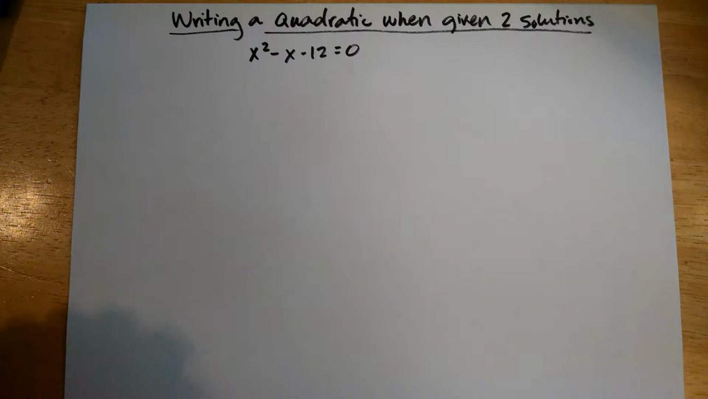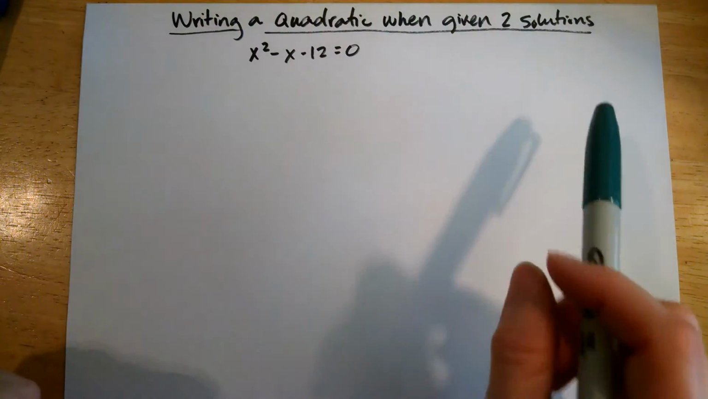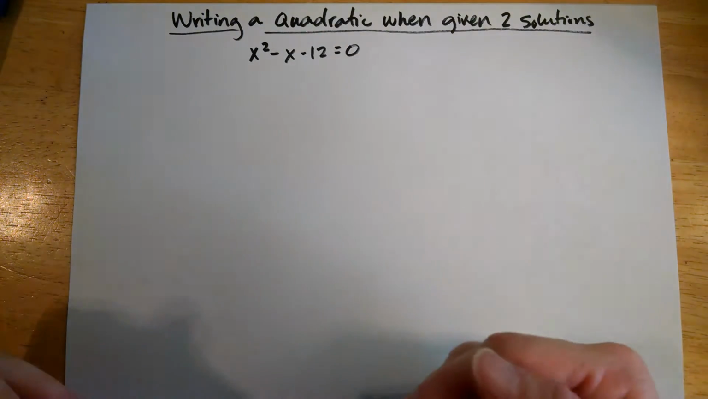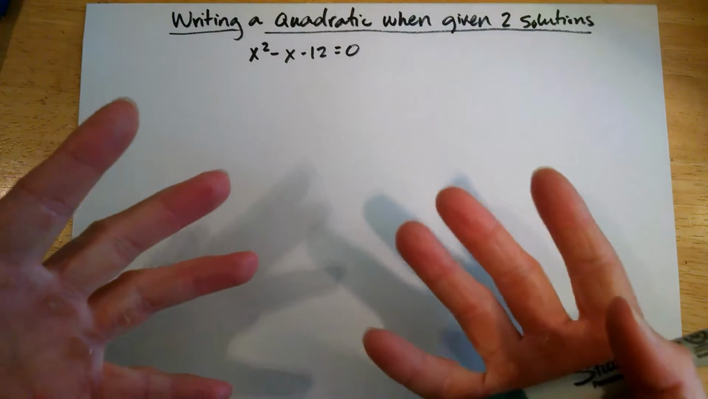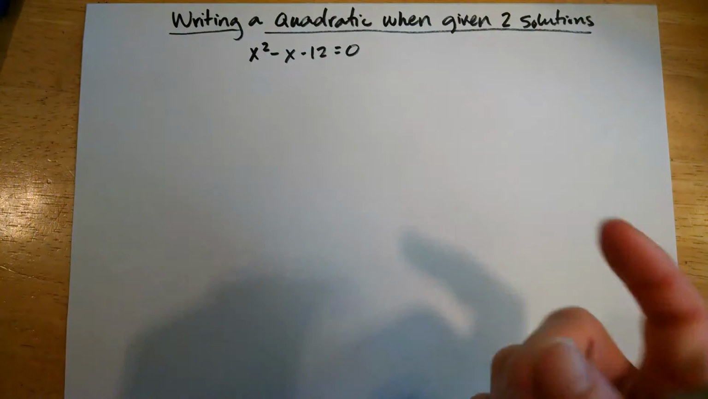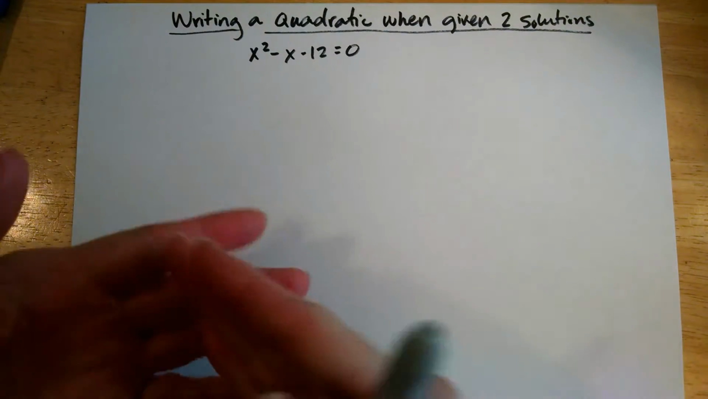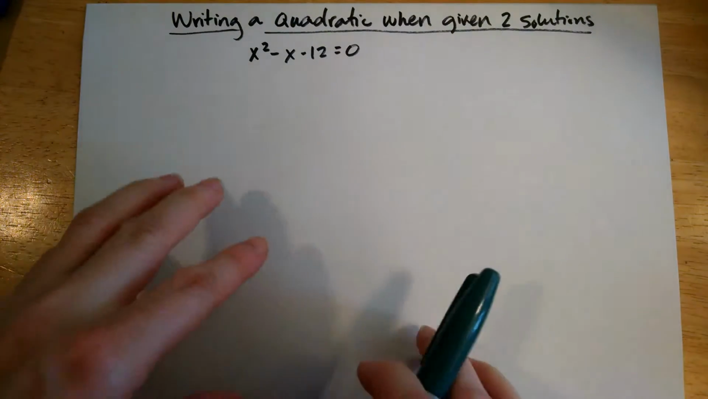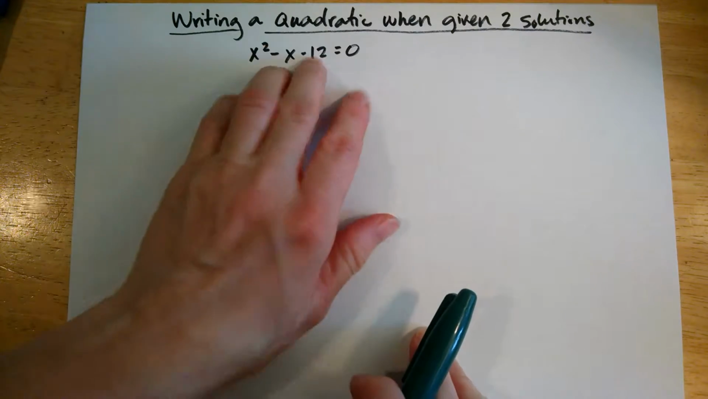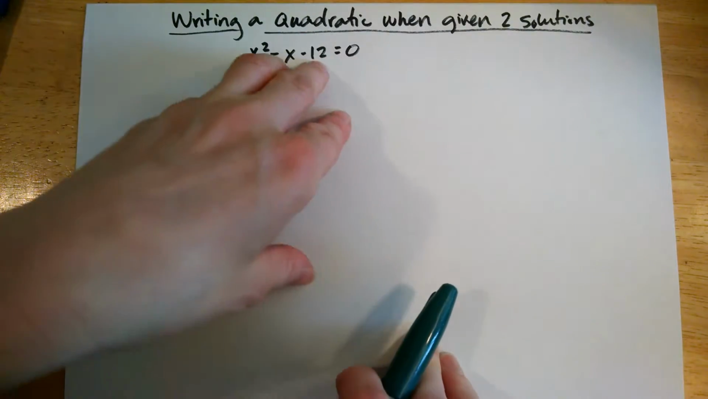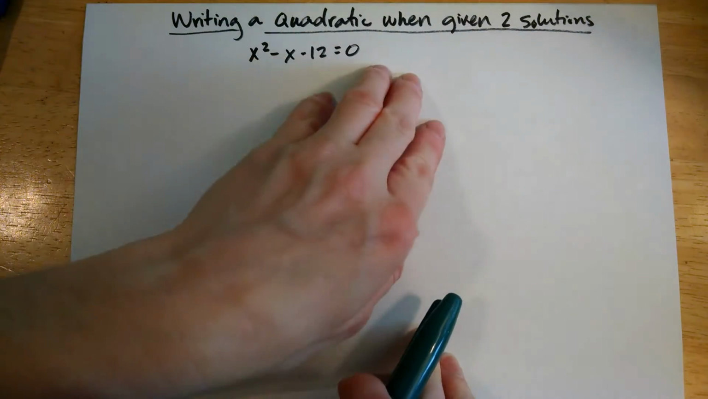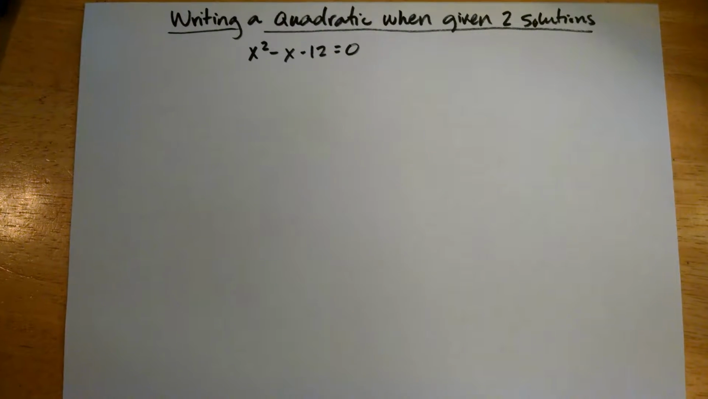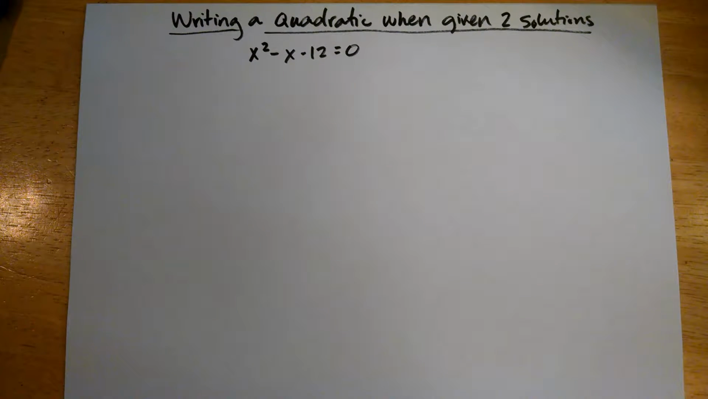Today we're going to talk about writing a quadratic when given two solutions. So it's kind of like working backwards. If they gave you the solutions, could you figure out how to write them in binomial form and then FOIL that out to write a quadratic? So here I'm going to work out something from a quadratic equation to our answers, and then we're going to work backwards to do the opposite, from the answers to the quadratic.